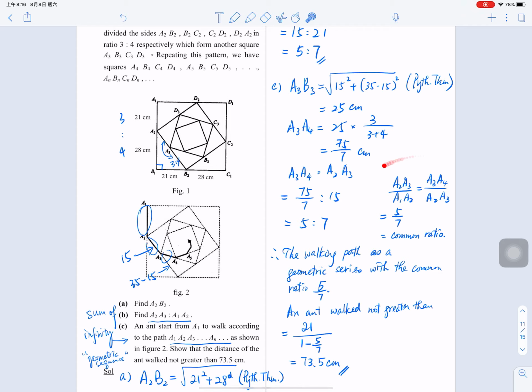So after checking, the third term over the second term equals the second term over the first term. Both equal 5 over 7. So this one is a common ratio. After that, use the formula of sum of infinity. So a over 1 minus r. Remember? A over 1 minus r, right? So at the end, you can calculate the answers. Understand?